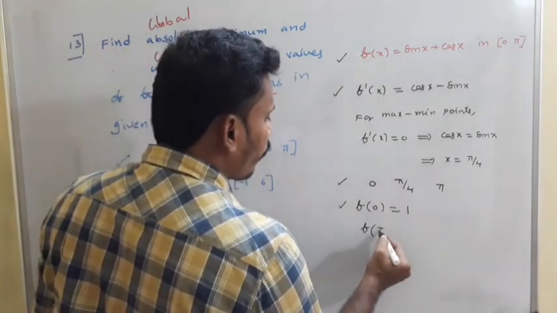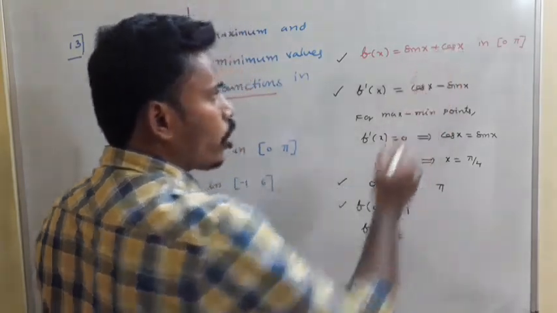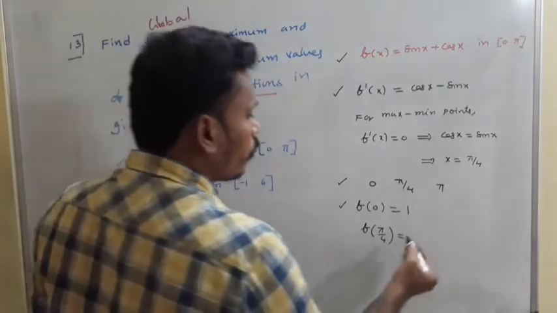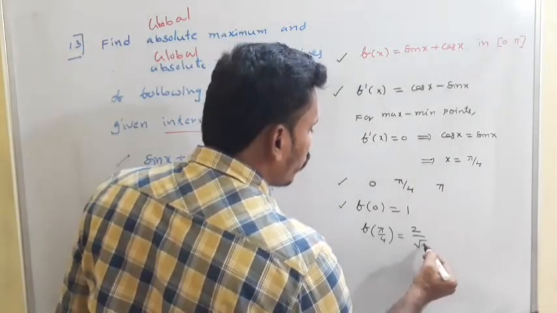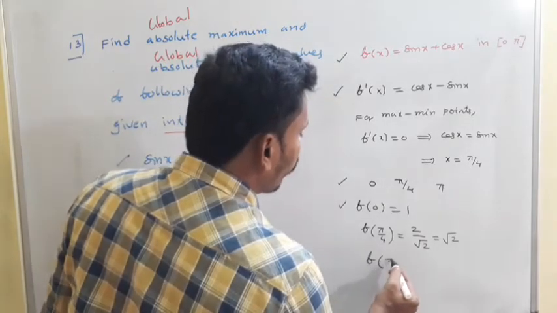And what can you say about f of pi by 4? f of pi by 4 means sin pi by 4 plus cos pi by 4. We know that sin 45 is 1 by root 2, cos 45 is 1 by root 2, and if you add, that is 2 by root 2, which equals root 2. f of pi by 4 is root 2.